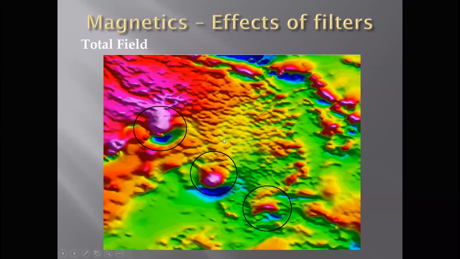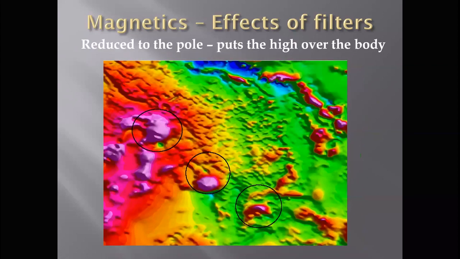I'm just going to show you the effect of running spatial filters on these. This is the total field. So what we do, if we reduce to the pole, we put the high directly over the body, and if there's no remnants, there's no low left. So you can see that it's just tiny little lows here. You could basically write them off. So you could say that these bodies are not exactly remnantly polarized. They're fine. And what's happened is we've managed to move the high slightly south.